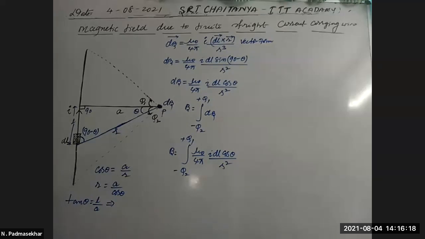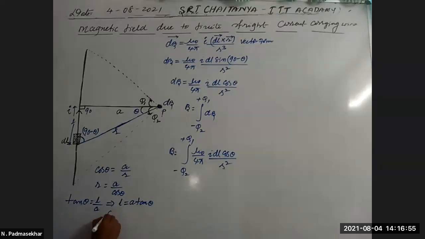So L is equal to A tan theta, right? And I want to find out dl. How to find out dl? dl is equal to the differentiation of tan theta. L is equal to A tan theta.